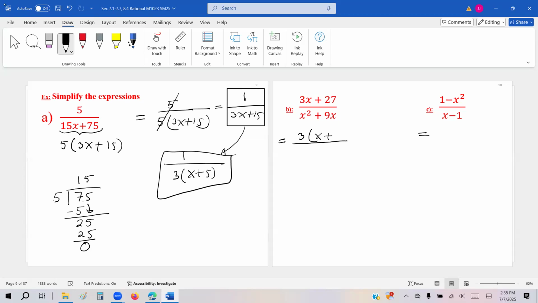3 goes to 27 how many times? 3 times what is 27? 9. Okay. How about the denominator? You have x squared plus 9x. You can factor out x. What remains then? X plus 9. X plus 9. Perfect. And then what do you observe? Yeah. So what remains? 3 over x.